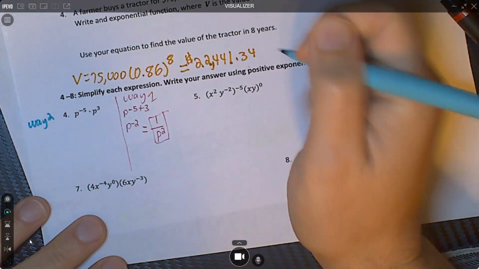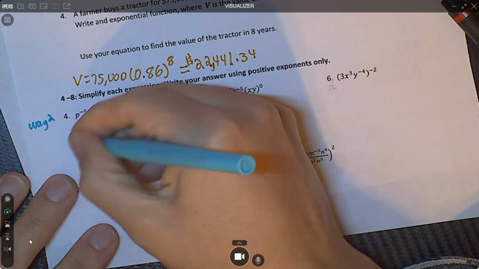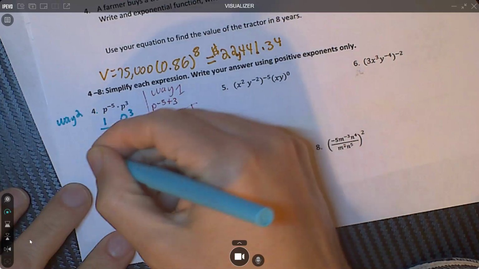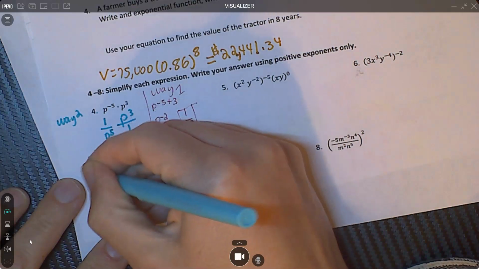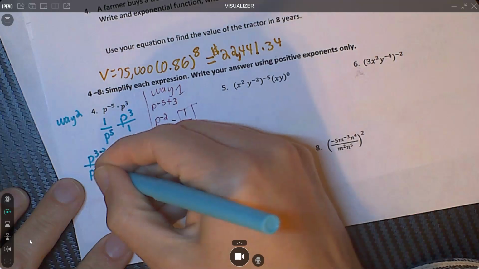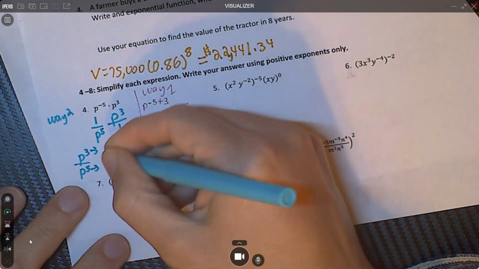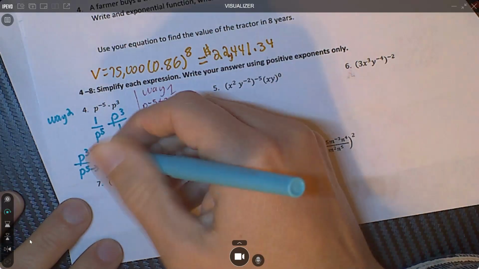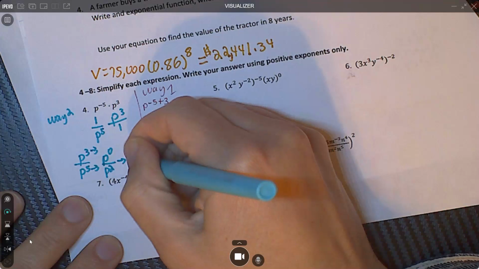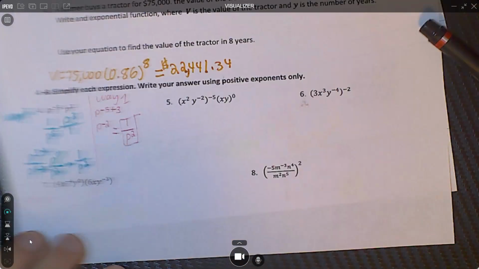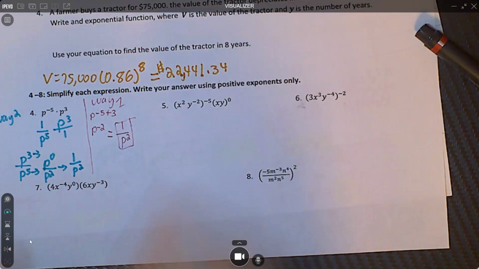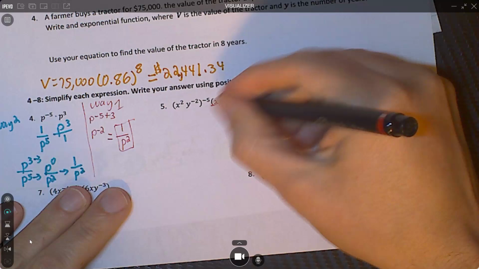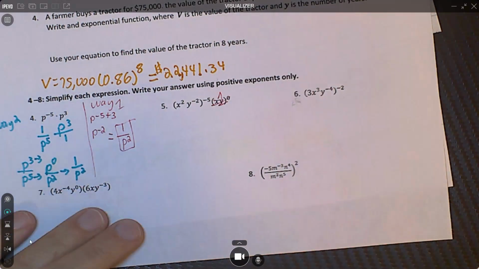Way 2, we do 1 over p to the 5th times p to the 3rd over 1. And see, you could go p to the 3rd, take 3 p's up here. Now a lot of people are like, what's that do to the top? Well, it gives me p to the 0 over p squared, and then that's 1 over p squared. So that's another way you could do that one. Okay, whenever you see anything to the 0 power, that whole thing is 1.